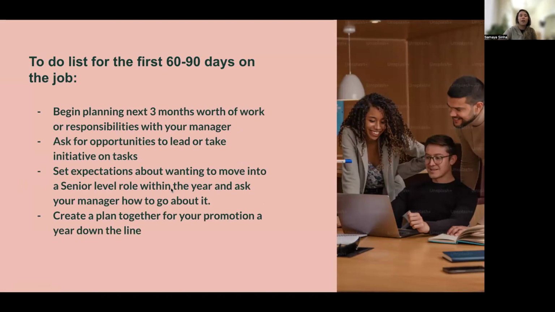And then finally, in the last 60 to 90 days on the job, I start to begin planning my next 3 months of work or responsibilities with my manager. Again, I want to make sure expectations are really clear, and I want to be able to deliver on those expectations. I also start to ask for more opportunities to lead and take initiative on other tasks. So again, I'm setting the expectations of wanting to move into a more senior level role within the year, and I'm asking my manager for a blueprint of how to do it, right?